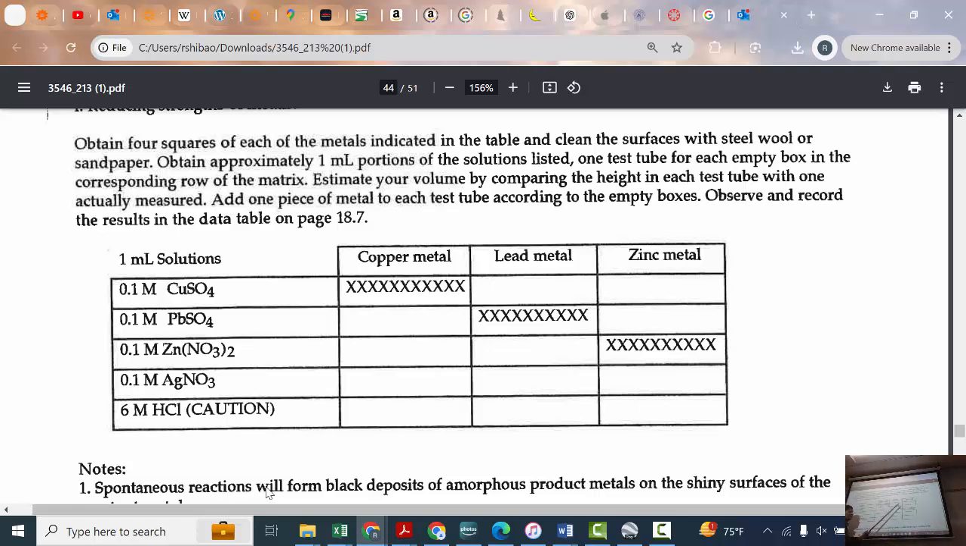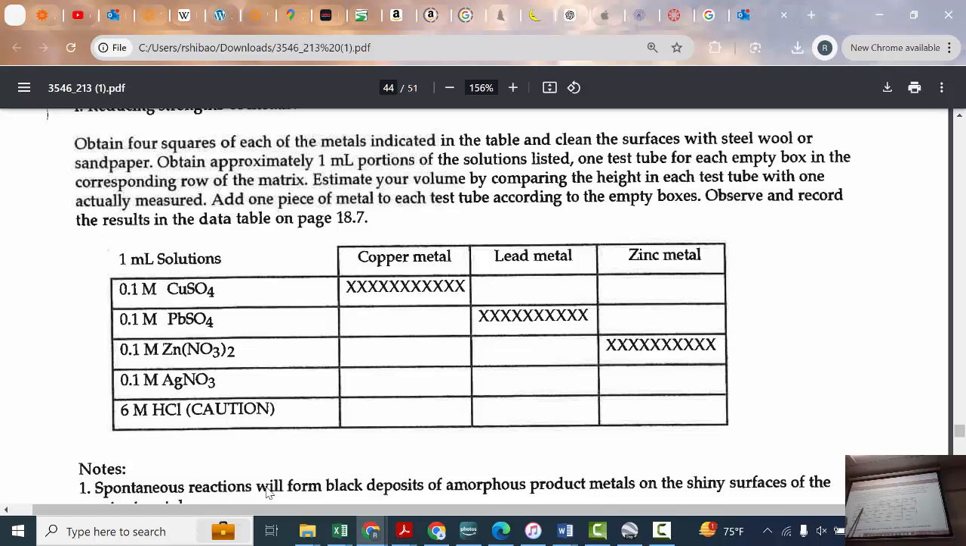Sometimes, since we're not sanding the metal, the reaction is sluggish, so give it some time. Usually what I do is mix it, take my initial observation, and then go do something else. You could do these reactions in any order that you want, and then come back to see if there's a visible reaction or not. There should be a visible reaction here because the blue color is going to fade.